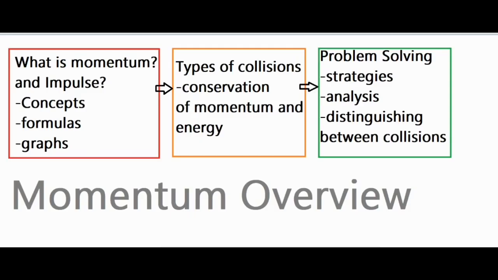Then we're going to move on to different types of collisions and taking a look at conservation of momentum and energy. And finally, we're going to be taking a look at the problem-solving methods, strategies, analyzing different kinds of collisions, and making sure we can distinguish between them based on descriptions and numerical values as well. So let's go ahead and get started and talk about what is momentum and impulse.